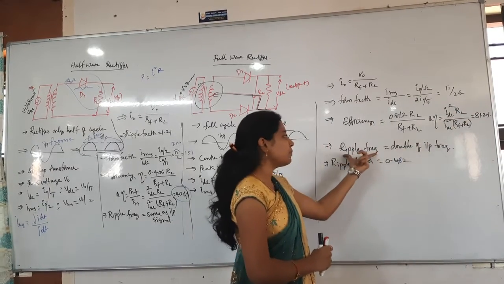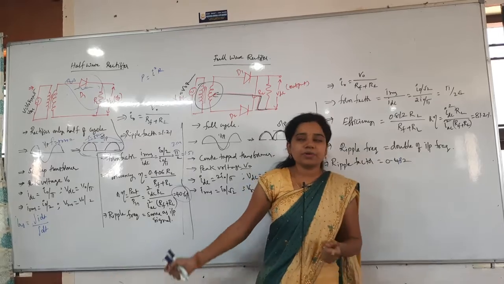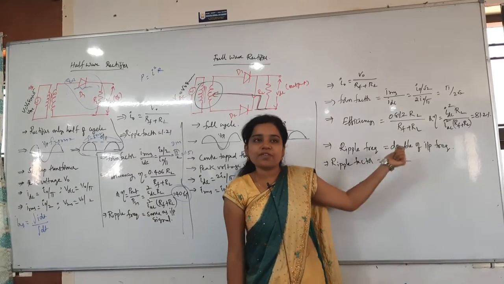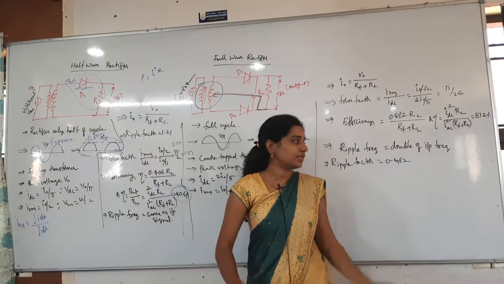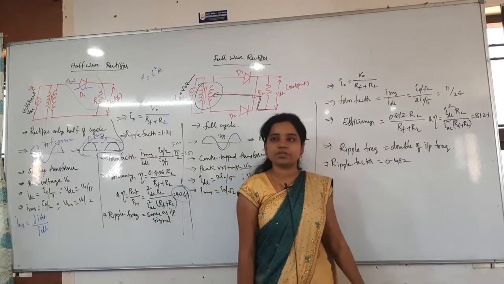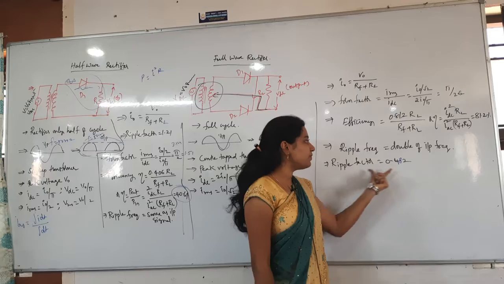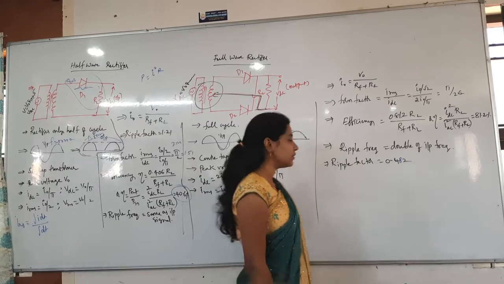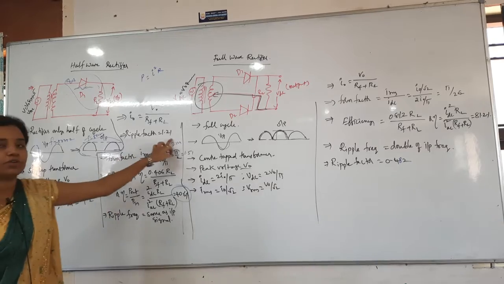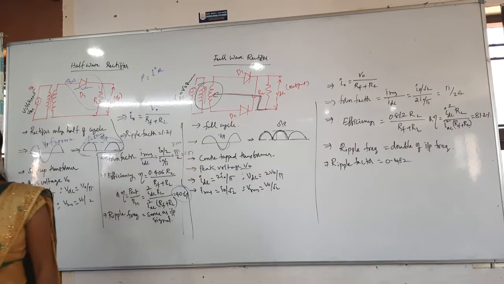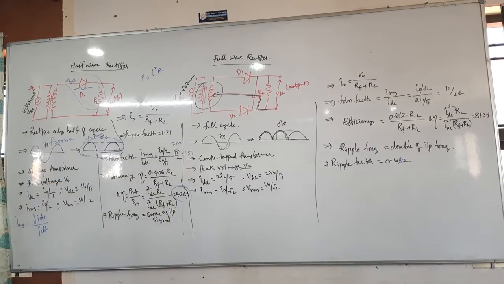Then after that, ripple frequency. Here the ripple frequency is the same. In the full wave rectifier, with one diode it is the same, but with two diodes it will obviously be double, so double the input frequency. Then next is the ripple factor, here 0.482. Here the ripple factor is how much? I said 1.21. Clear? That is about the half wave and then full wave rectifier.